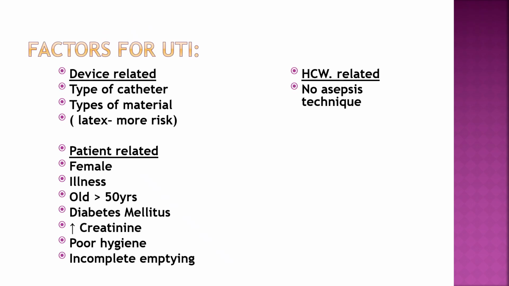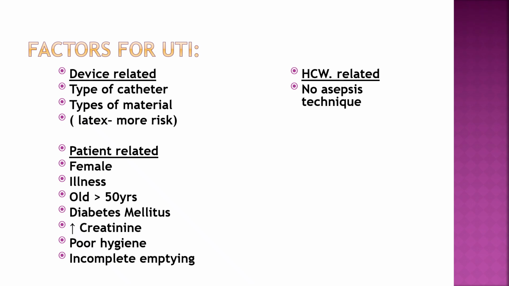Now we will see what are the factors causing urinary tract infection. So it is divided into device related, patient related, and healthcare worker related. So first we will see device related. So in that, type of catheter is very important. So which type of catheter is used, that gives the urinary tract infection. Then type of material, whether it is latex, so it is more risky.